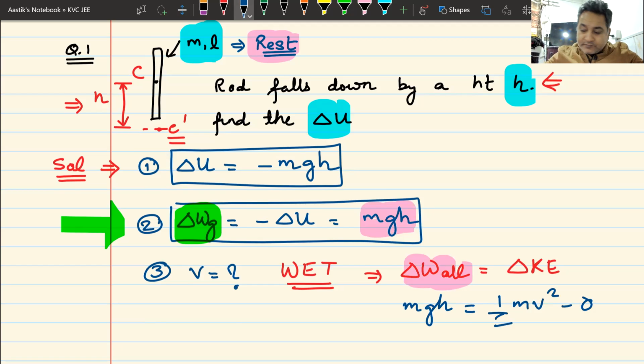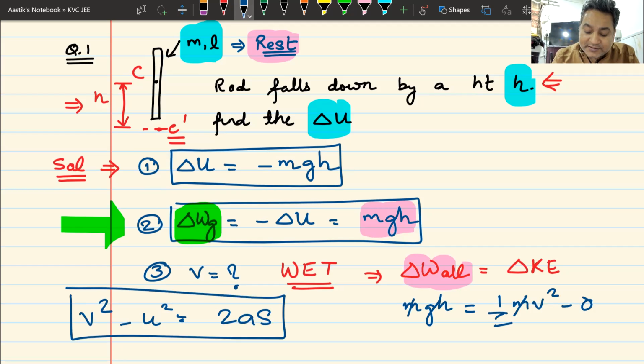And your answer. Remember, when I wrote this formula, v square minus u square is equal to 2as, this formula is nothing but the work energy theorem. Do you remember this or not? In one class, I explained it. Yes or no?